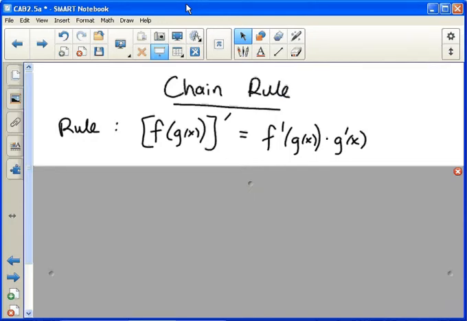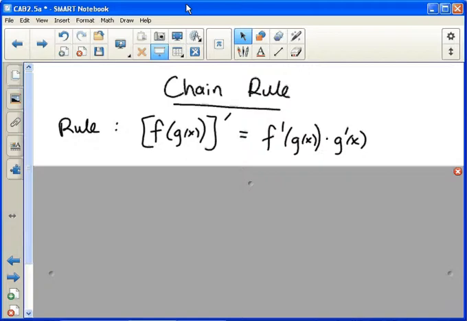We've so far learned the product rule, which is for when we're multiplying two equations together. We've learned the quotient rule for when we're dividing two equations. Now we're going to learn what to do with composite functions. What do you do when you plug one function into another? This is called the chain rule.